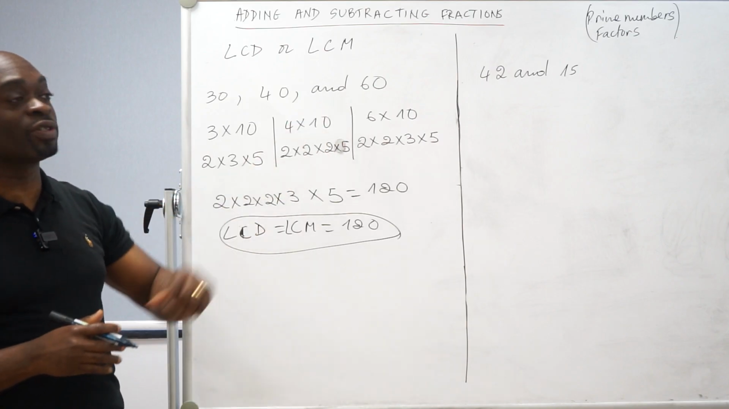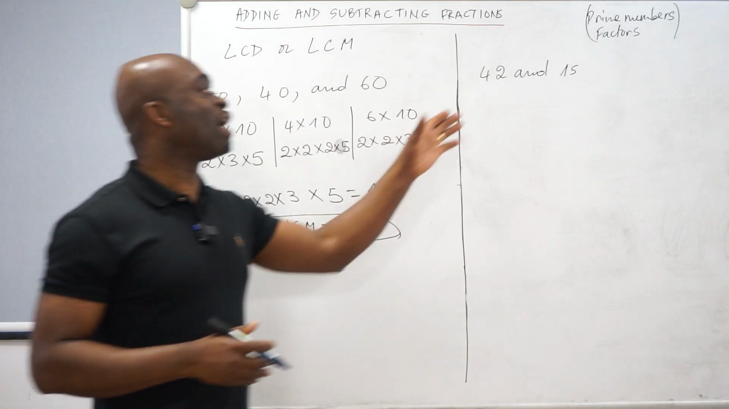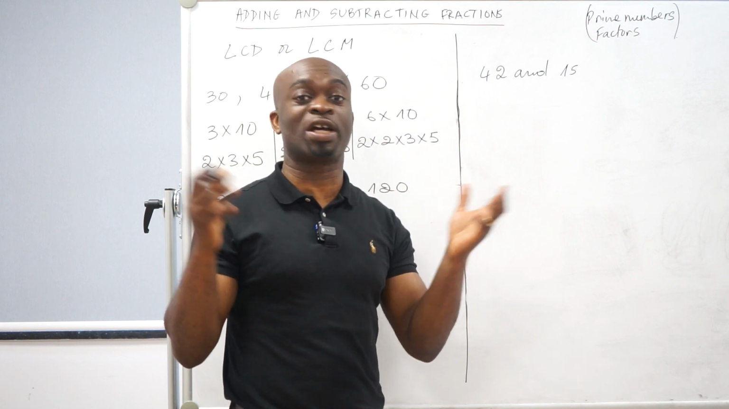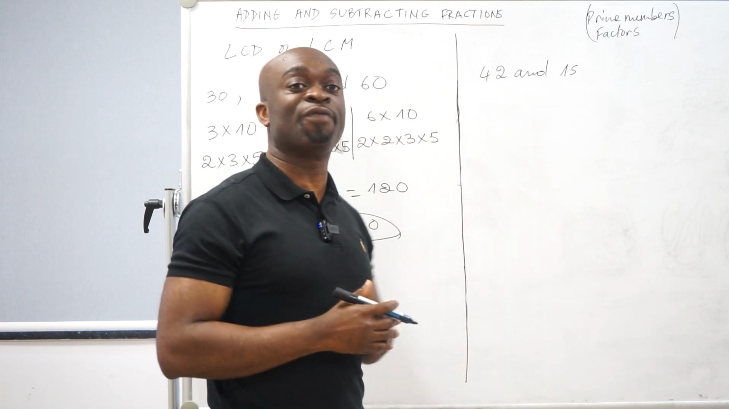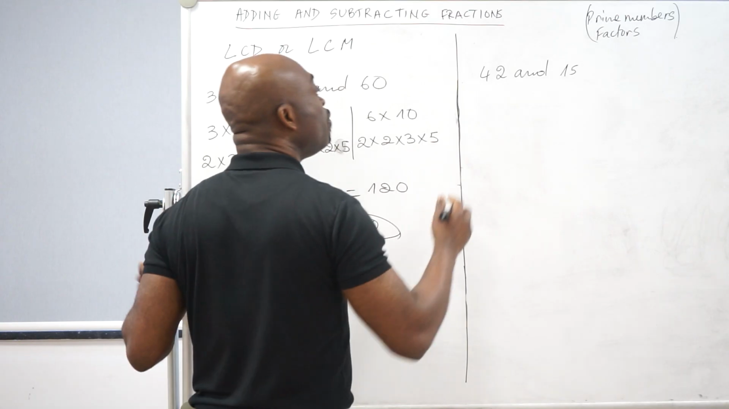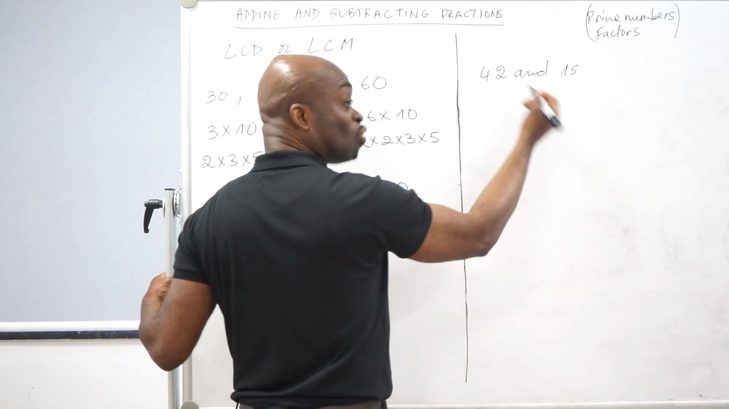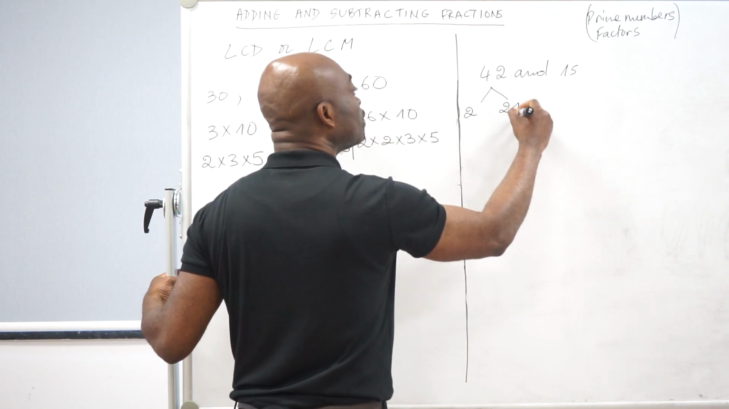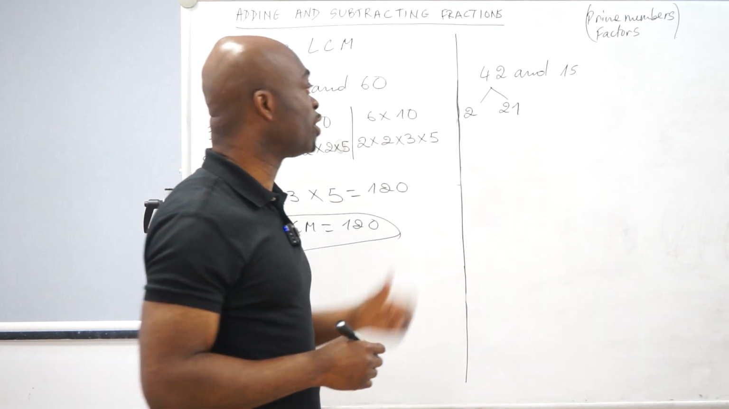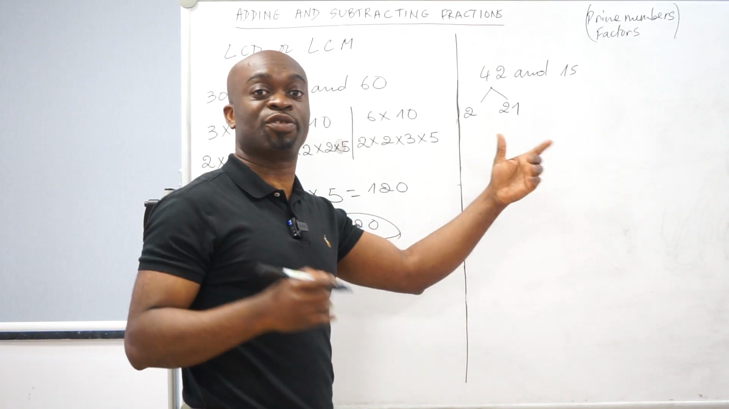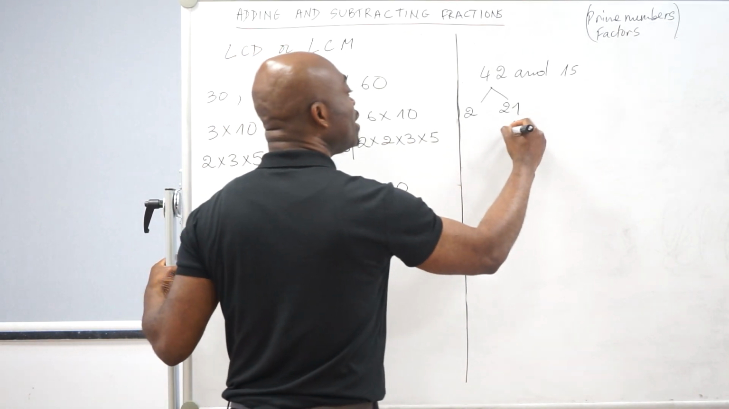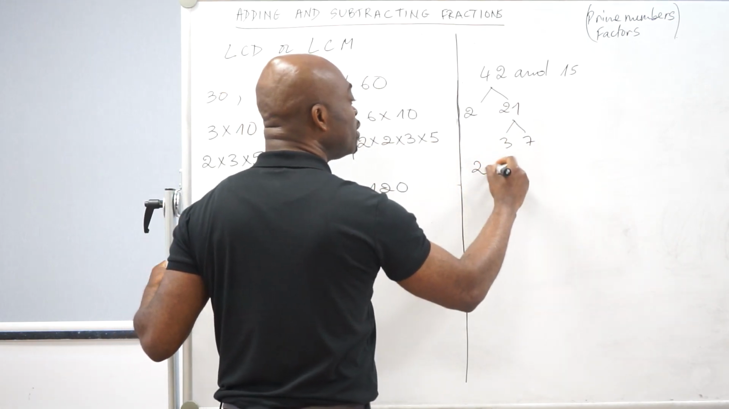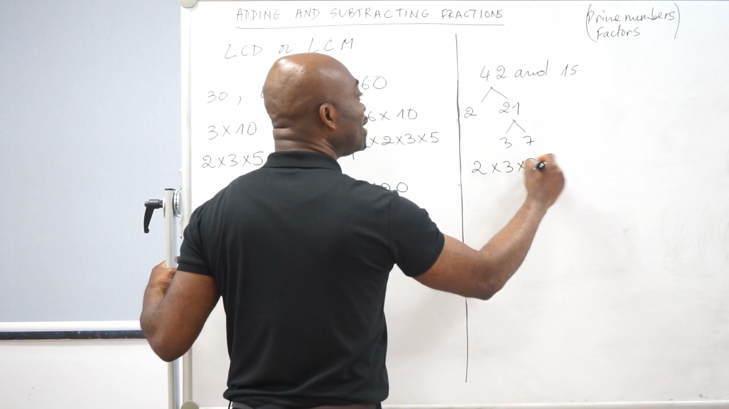All right? So now let's go to the second one here. So we have 42 and 15. Those are the two numbers which are at the denominator of two fractions, for example. So how do we break down 42? So 42 can be what? 42 can be 2 times 21, right? Because 2 times 21 is 42. How can we break down 21? It's 3 times 7. So basically you end up with 2 times 3 times 7. That's how you get 42.